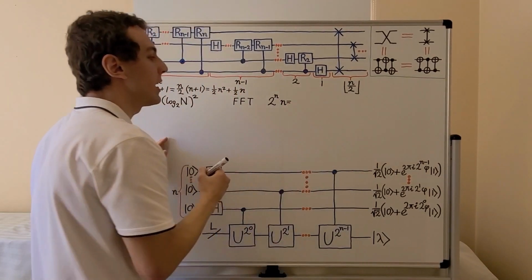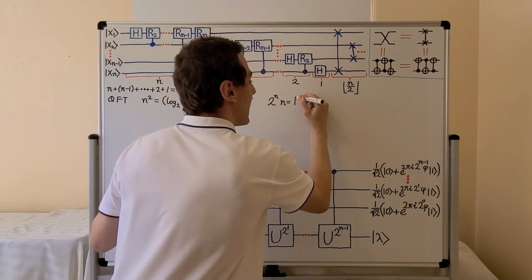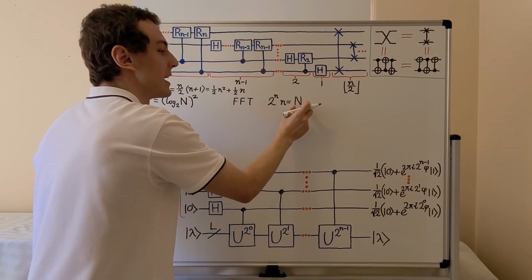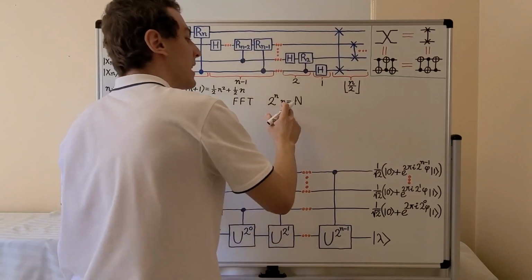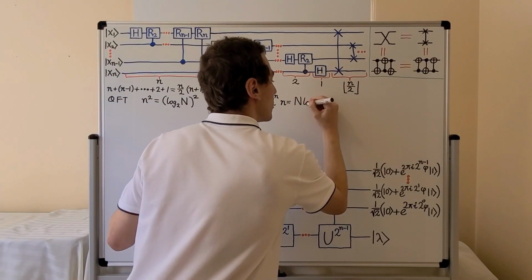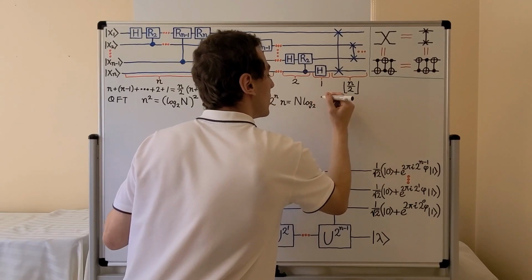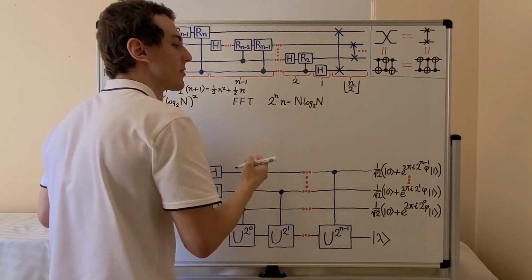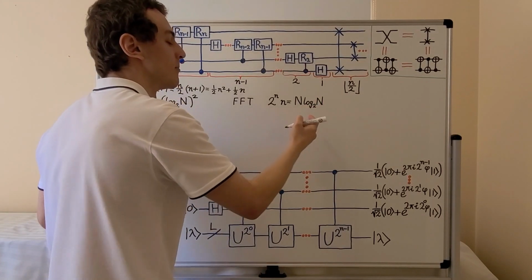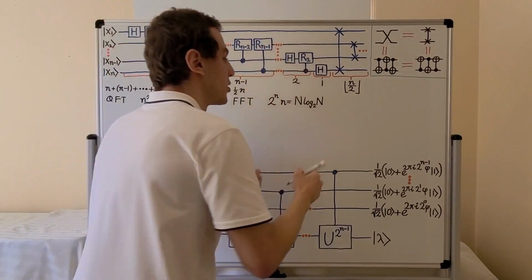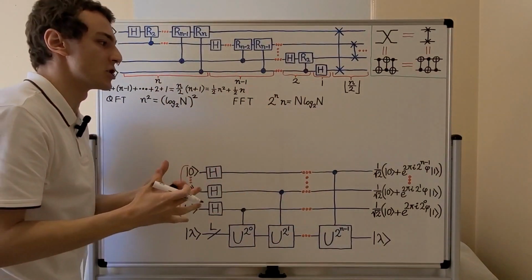And we can also write that as big N. So this 2 to the power of little n is the same as big N, the dimension of the Hilbert space. And this little n is the same thing that we have over here. We're dealing with log base 2 of big N. So we have a linear function times a logarithmic function, n log n. That is how the fast Fourier transform grows. And you can also put this in big O notation.